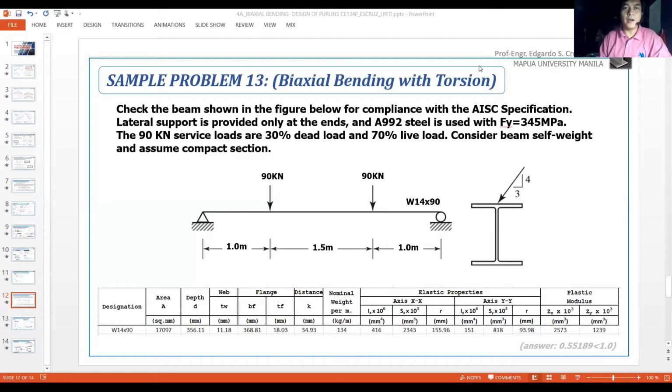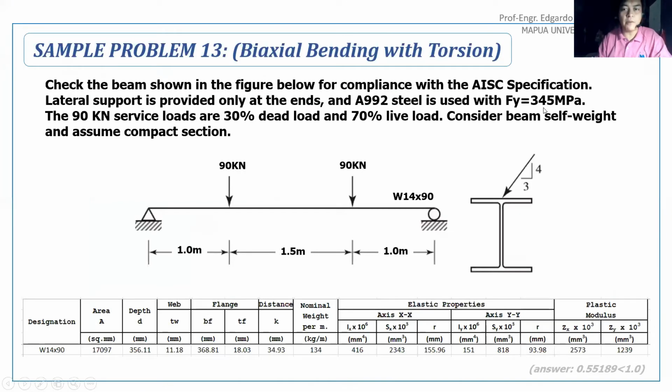Show solutions on sample problem number 3, which involves biaxial bending with torsion. As you can see from the given problem, we're asked to check the beam shown in the figure in compliance with the AISC specification. That means the code provision on biaxial bending.